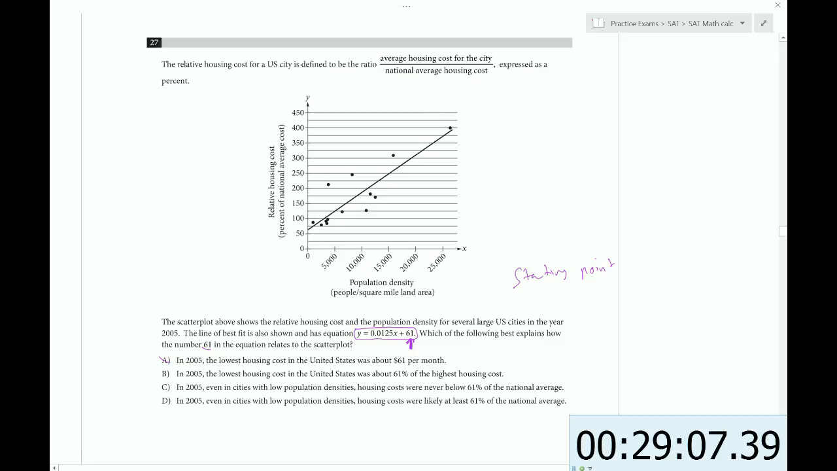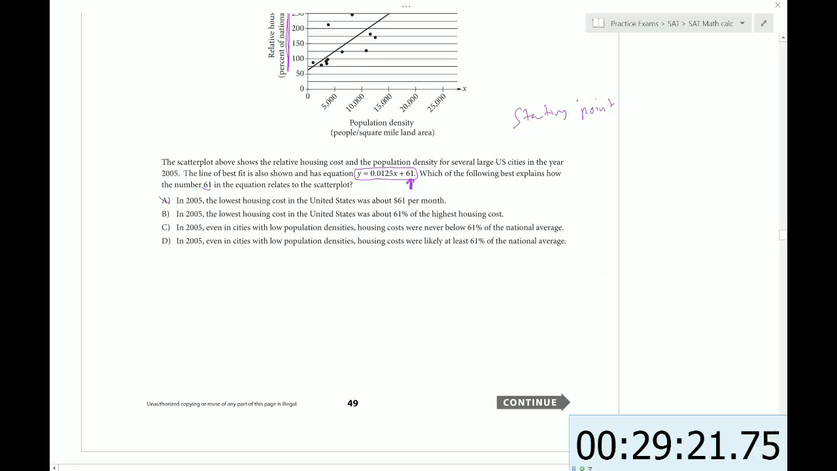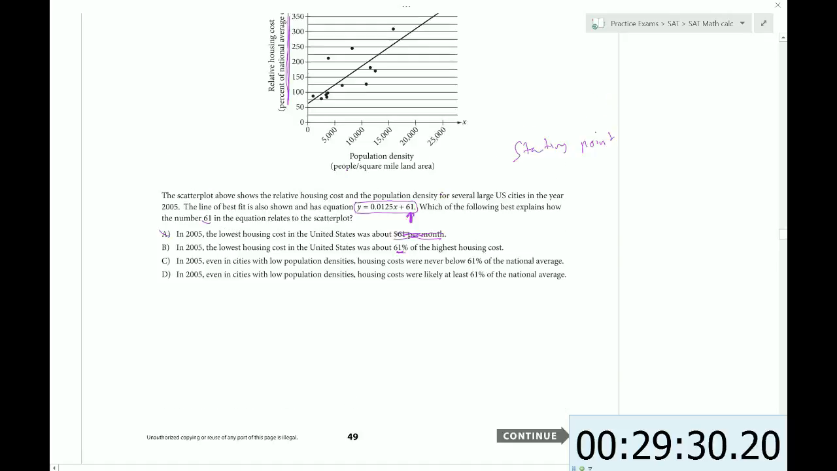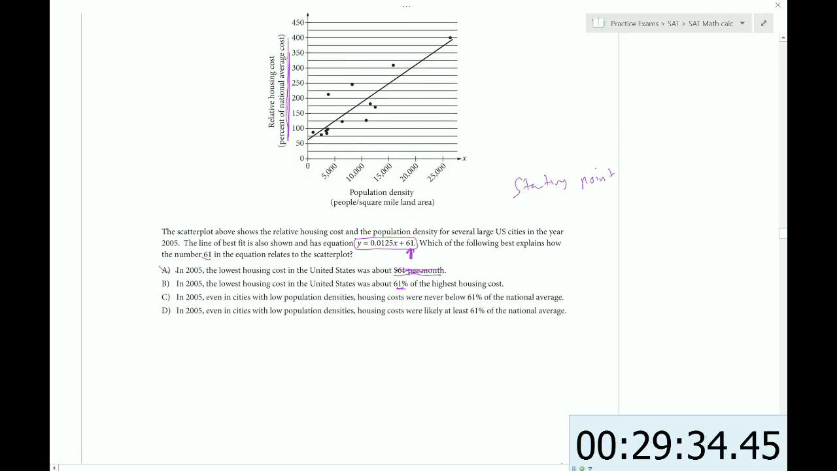Well, these are doing ratios. So, relative housing cost is a percent of the national average. So this y value, this height, is a percent of the national average. So it would not be anything in dollars per month, for example. It would be a percent. But again, this one is saying that it was equal to that, but there's no data point there.